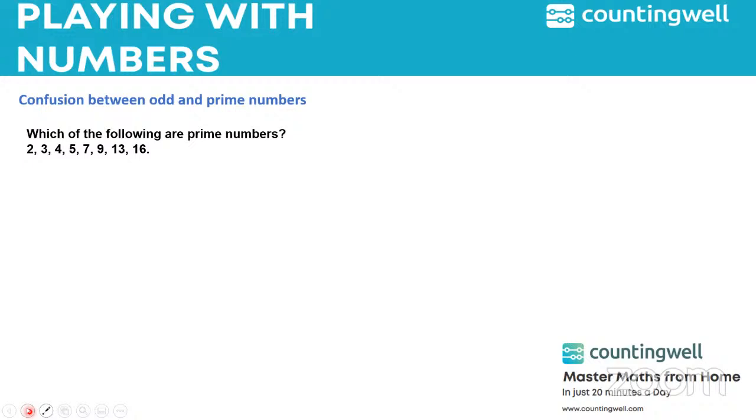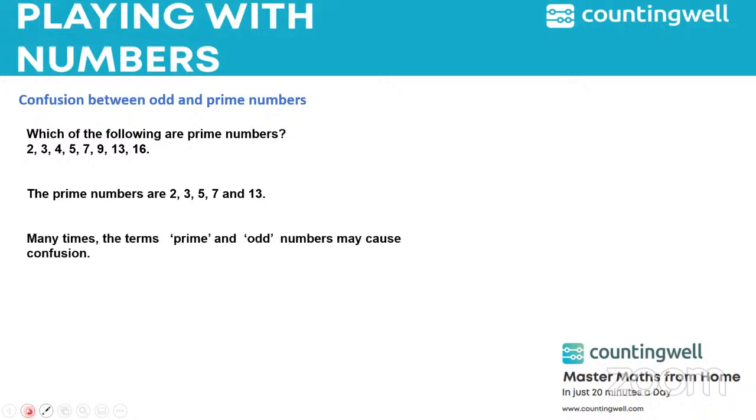Odd numbers are numbers which are not even. Prime numbers are the numbers having factors 1 and itself. So the prime numbers here are 2, 3, 5, 7 and 13. Note that the only factors of these numbers are 1 and the number itself. Many times the terms prime and odd numbers may cause confusion.